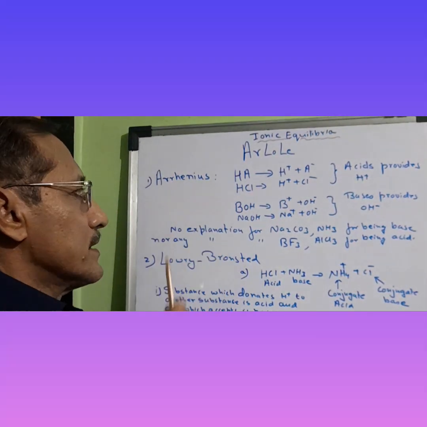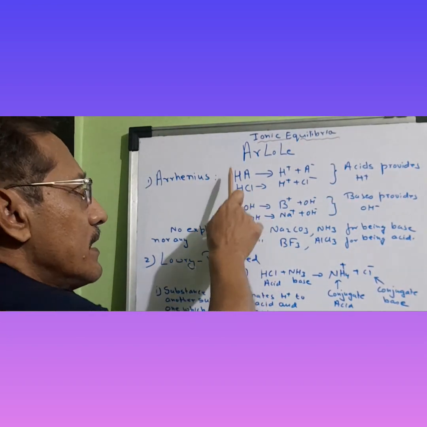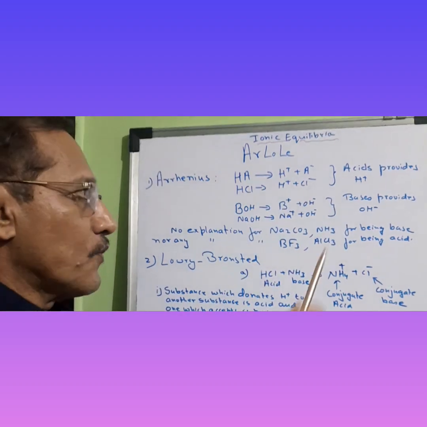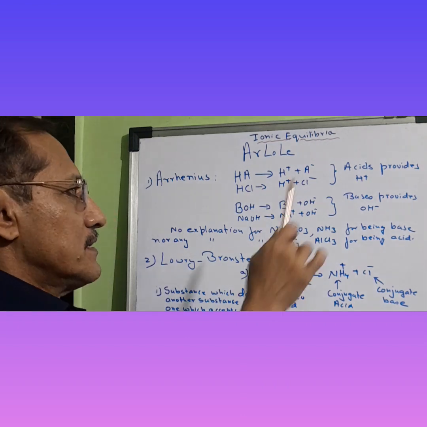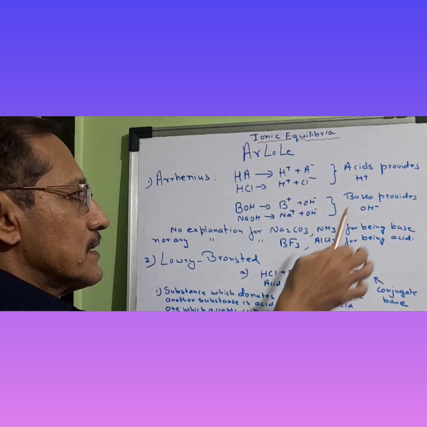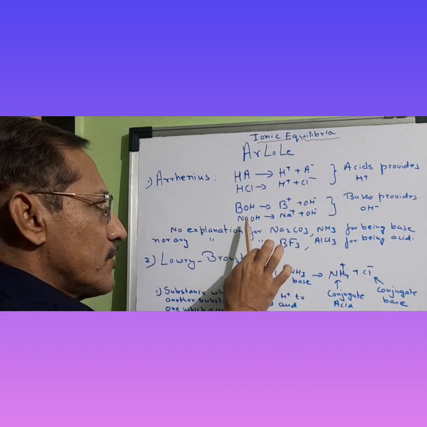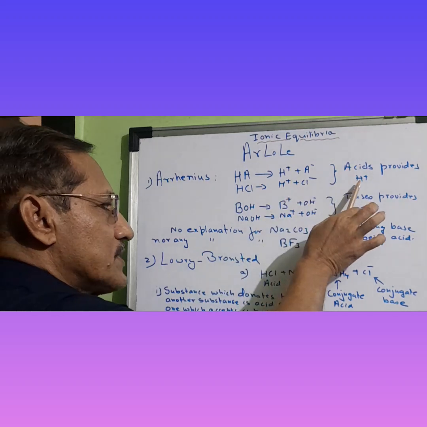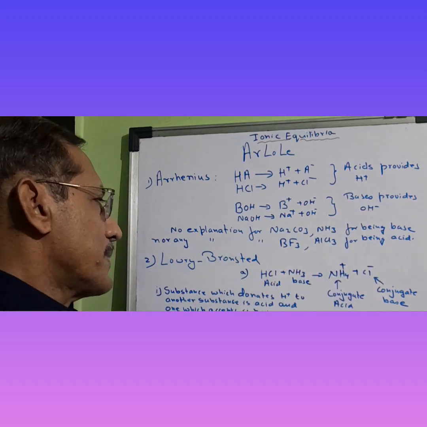Okay, Arrhenius. Arrhenius was the one who told that anything giving out H+ is an acid. So acid provides protons. HCl gives you H+ and Cl−. Similarly, bases provide OH−. BOH gives you hydroxide. Sodium hydroxide gives you OH−, so it's a base. One which gives H+ proton is an acid. One which gives hydroxides is a base.